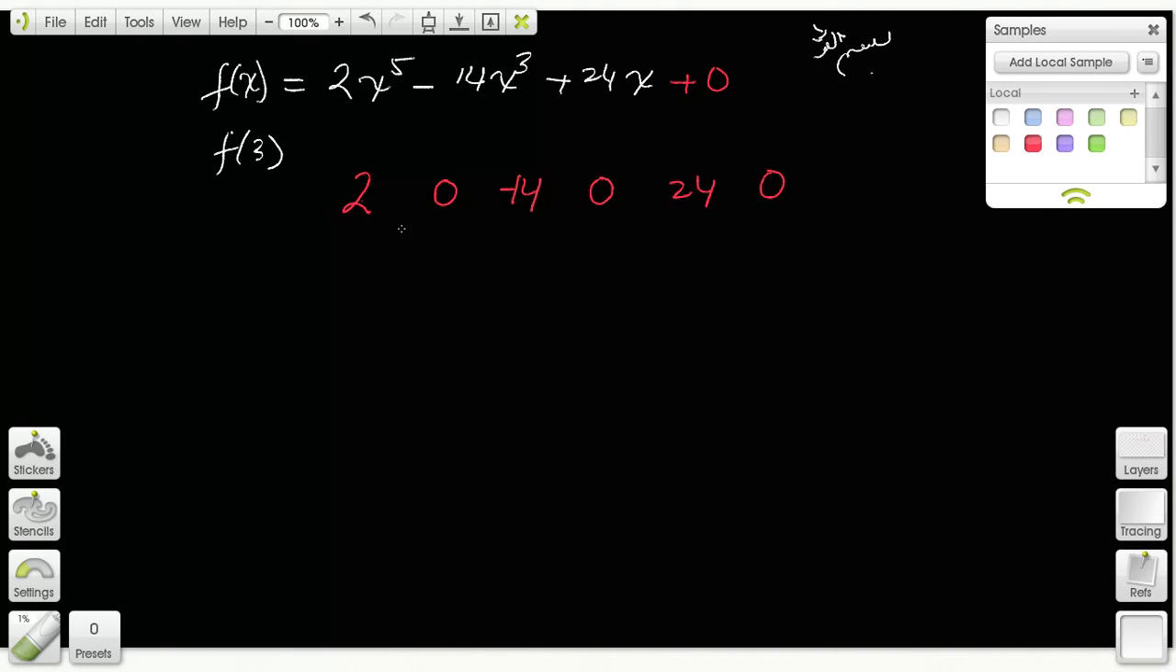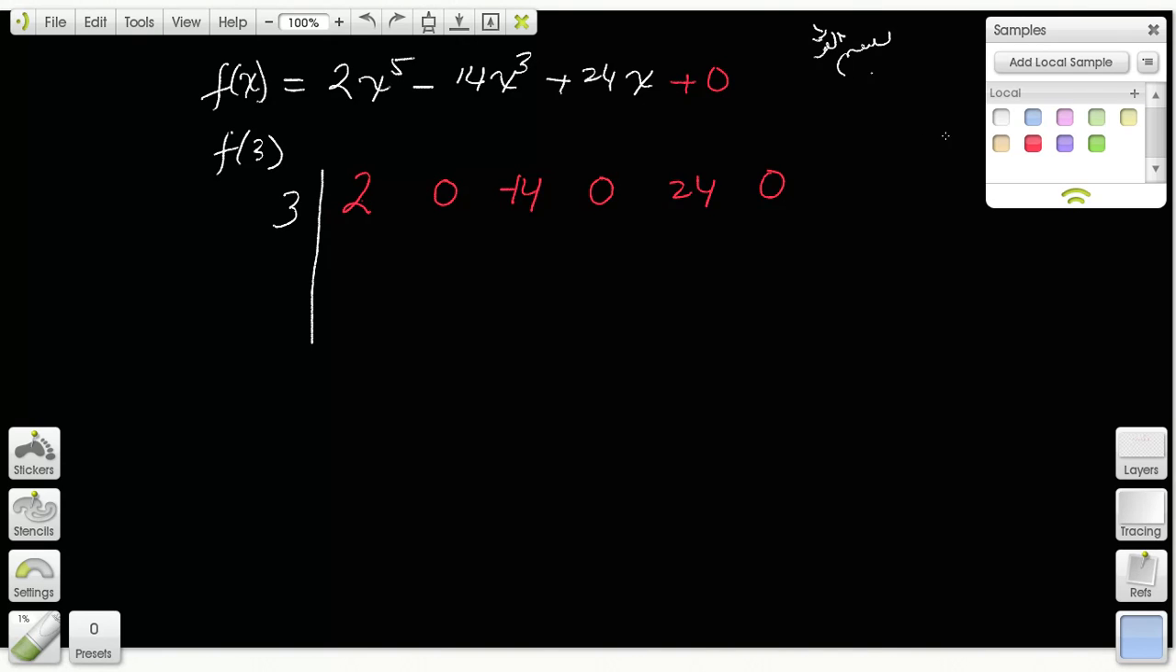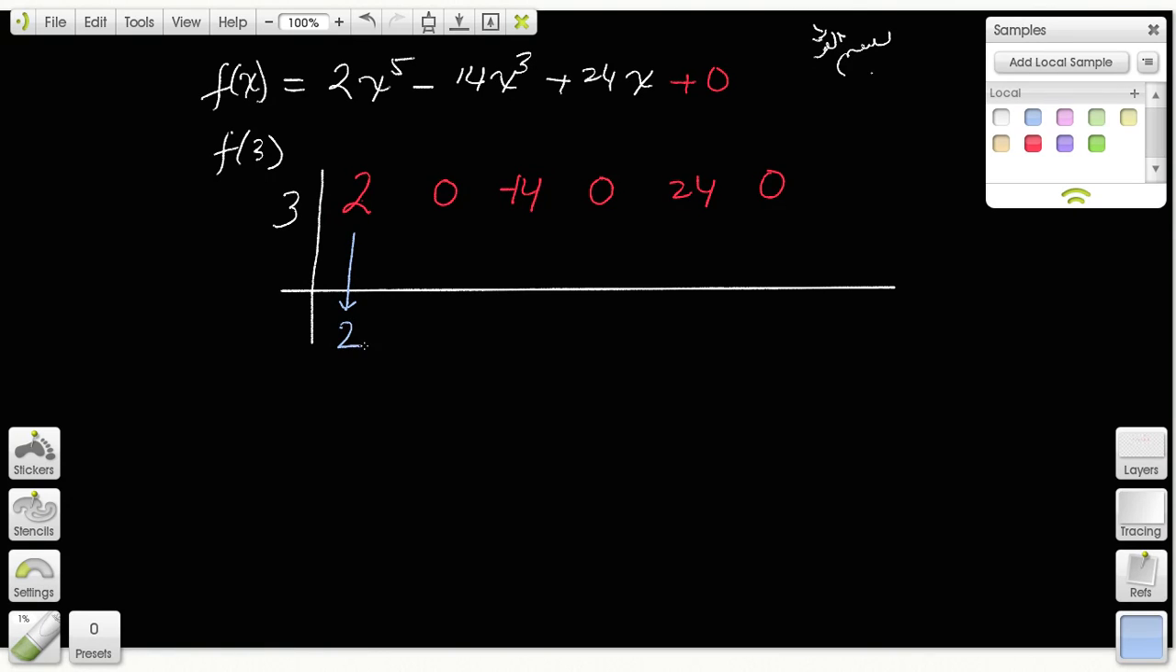Very important. And then we're trying to find f of 3, so we put that over there, and then you can put this line over here. I kind of made this line very low, didn't I? So it's too much space. Okay. All right, let's do this. Bring the 2 down. Don't put anything there.